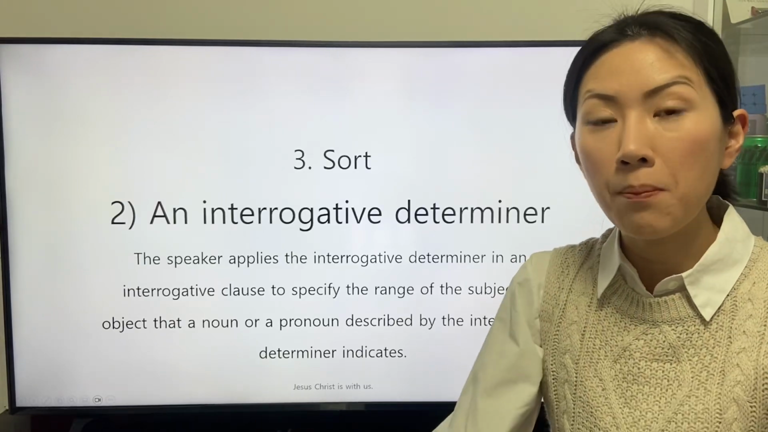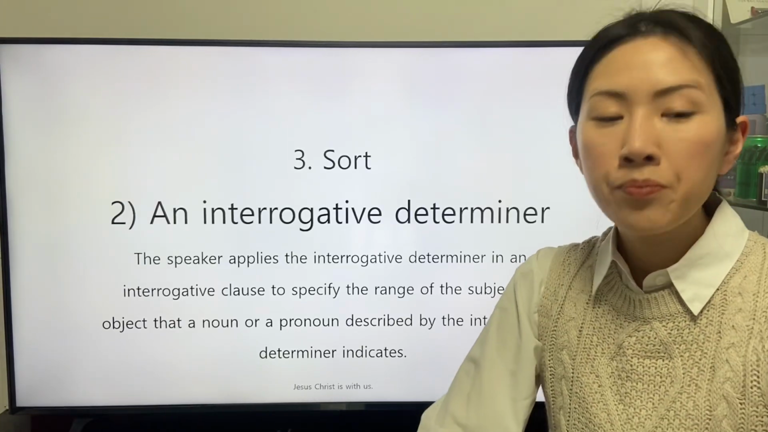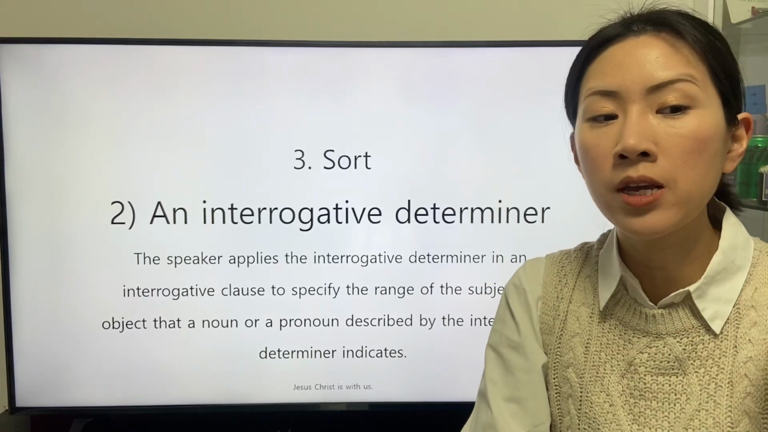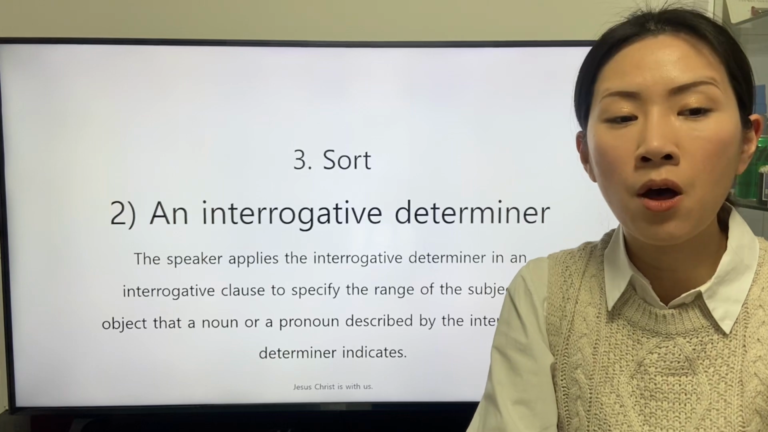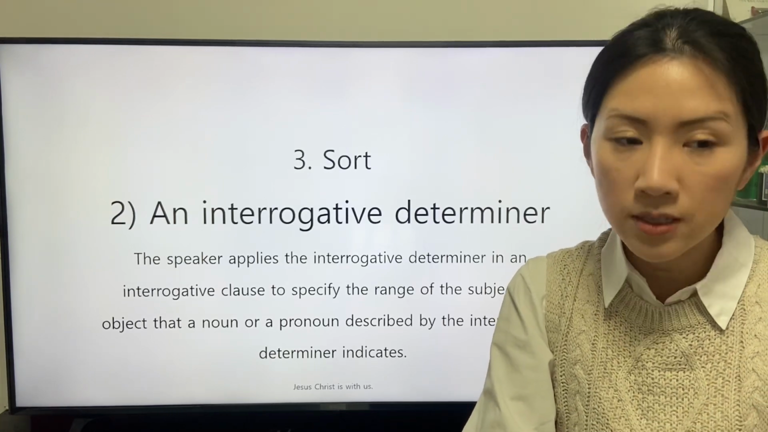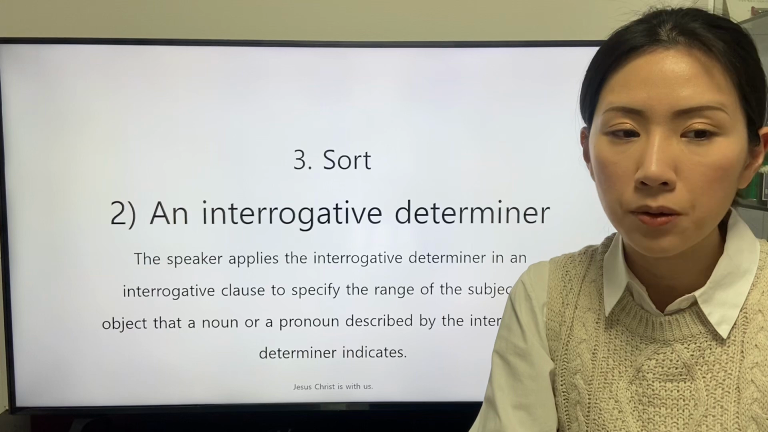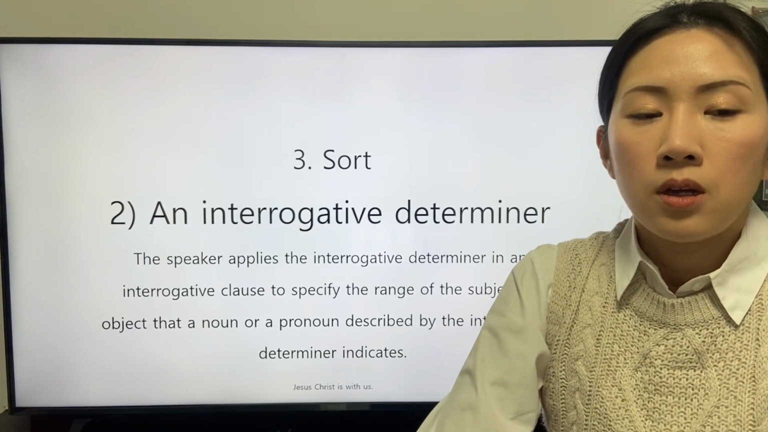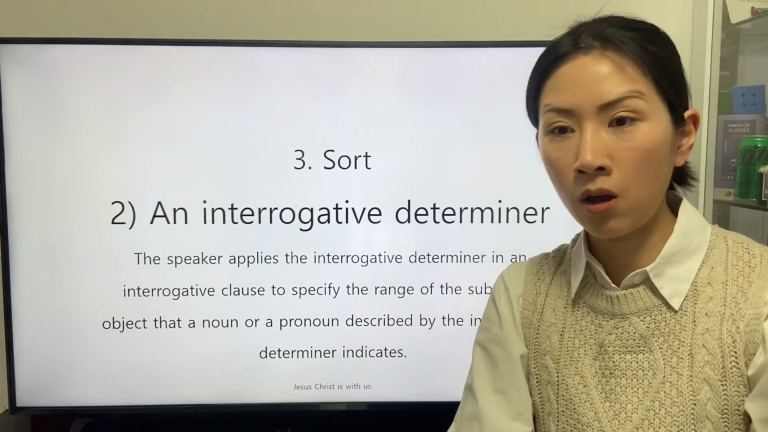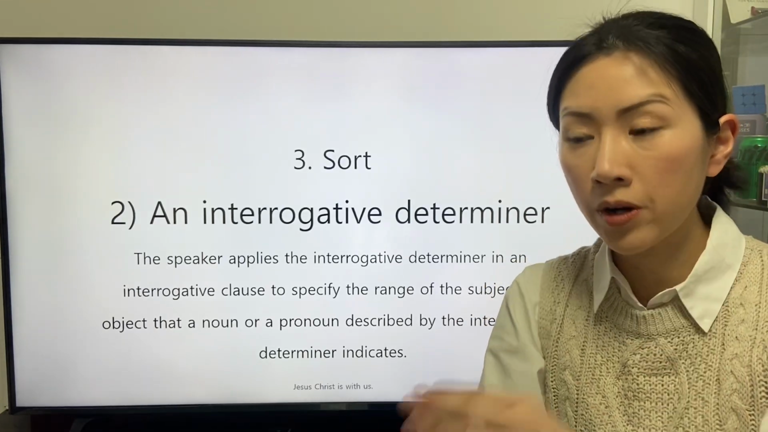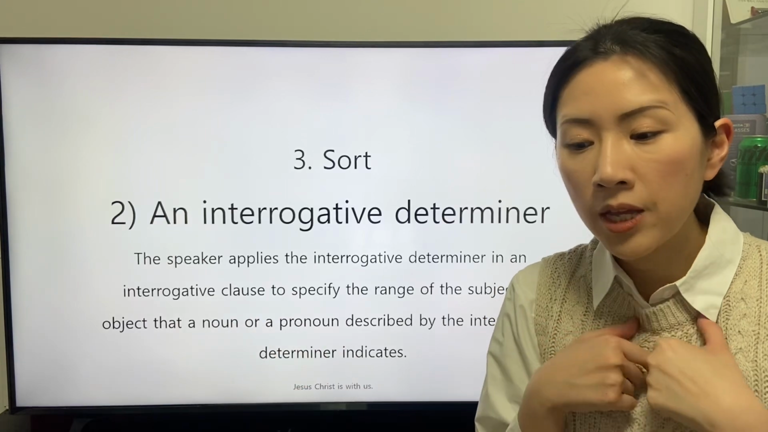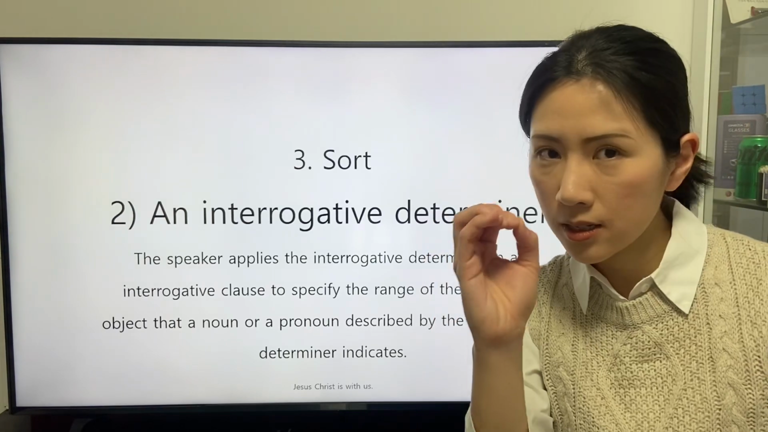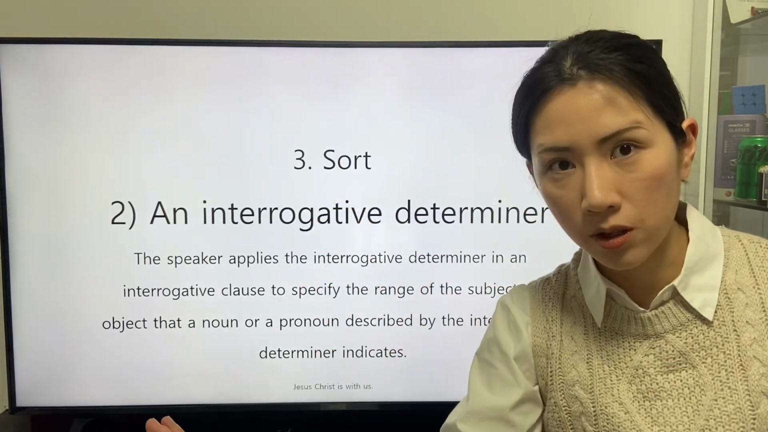Let's start to study the interrogative determiner. The speaker applies the interrogative determiner in an interrogative clause to specify the range of the subject or object that a noun or a pronoun described by the interrogative determiner indicates. The specification of the determiner clarifies the indication of the speaker who states a subject or an object in the clause.